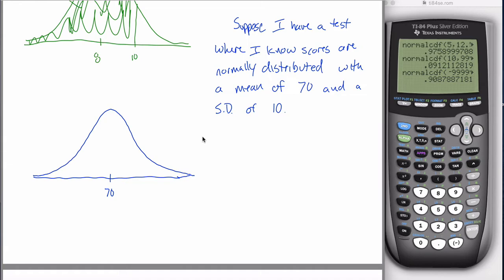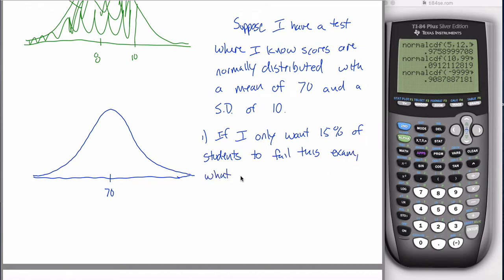So here's our first question. If I only want 15% of students, that seems mean, I probably should have made it lower than that, but whatever, to fail this exam, what score should be the pass-fail cutoff?